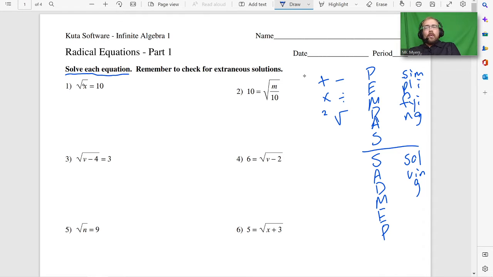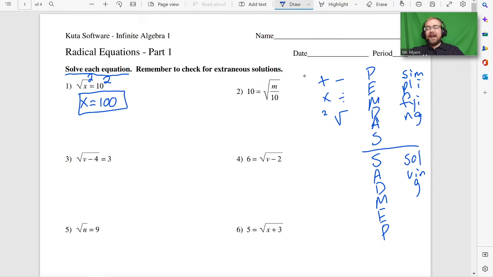So here's how you do number 1. Square that, square that. X equals 100. That's it. That's the answer to number 1, right? It's really that easy. Now, of course, as we go on with this worksheet, it will start to get harder.